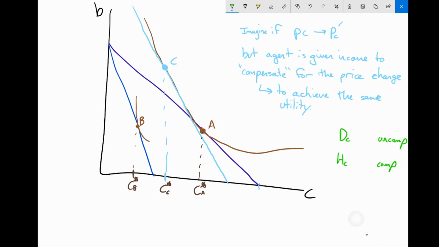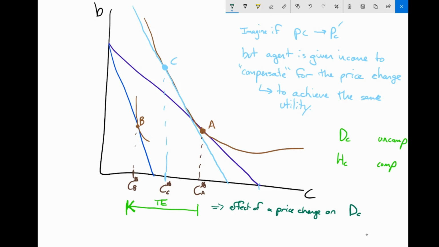So the uncompensated means that income remains the same and utility is different. That is illustrated by what we call the total effect. The total effect. So how does an increase in price affect demand for coffee? Well, it affects demand because it moves from CA to CB. This is the total effect. This total effect is equivalent to the effect of a price change on DC, the uncompensated demand.